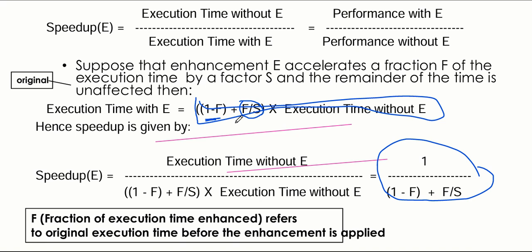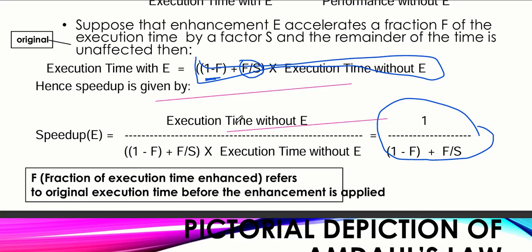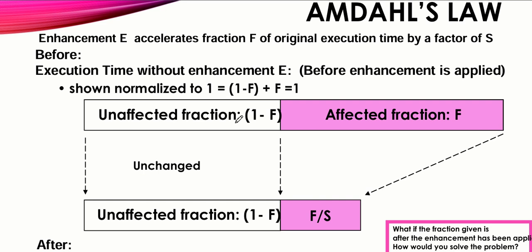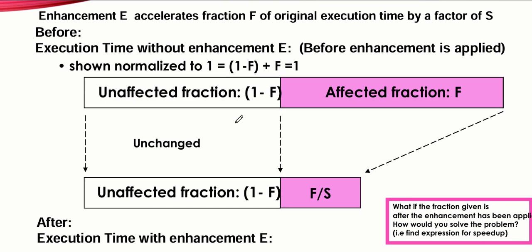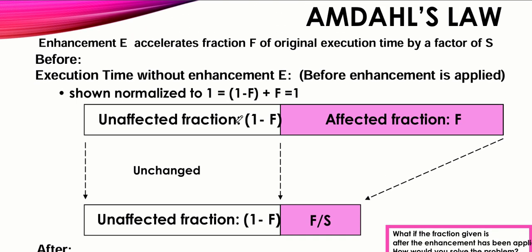So the S is actually the factor, the number of times that is sped up. We'll see that in an example, so don't worry. So this is a practical diagram, right? It is saying that your total time, if it is normalized as a fraction, the total fraction is 1.